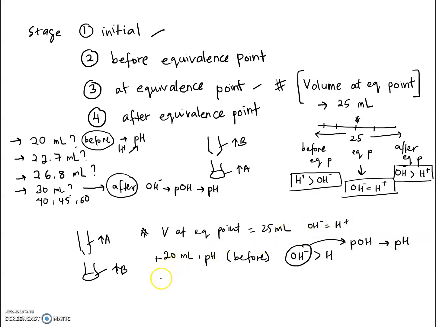So if the question asks you after addition of 60 ml or addition of 29 ml, it is the stage after the equivalence point. The concept after the equivalence point is that the concentration of H plus is more than hydroxide, so you just find the pH. This is the concept; if you don't understand, you cannot answer it.